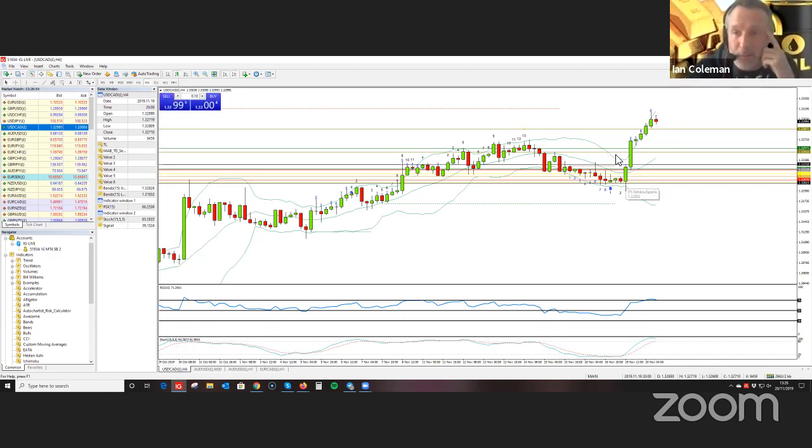So basically what you've got there is what's known as a TD flip. So you notice it's got a little 1 above it. So that means, he calls it a price flip, and it means that the bias has gone from going down to going up.